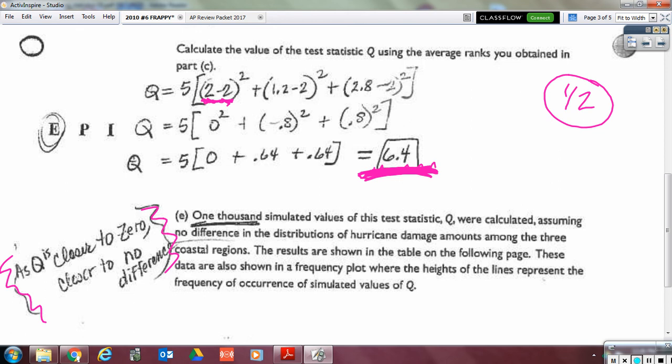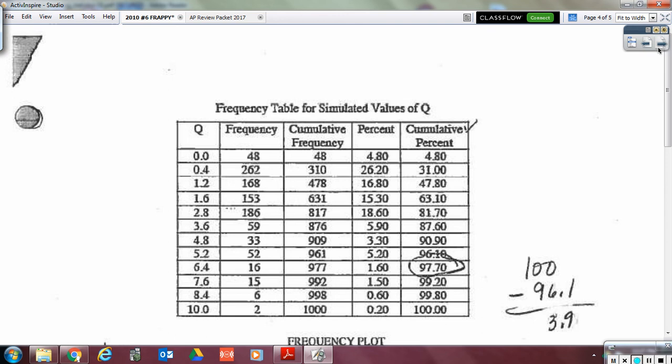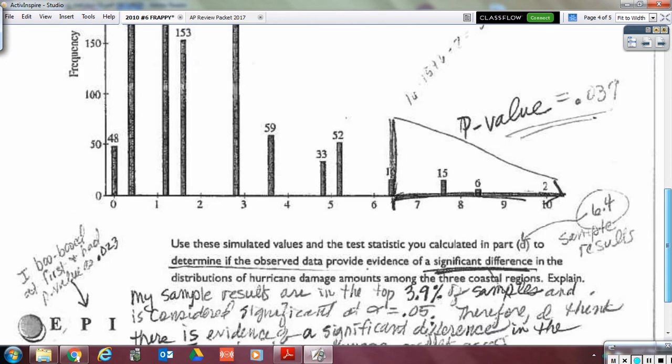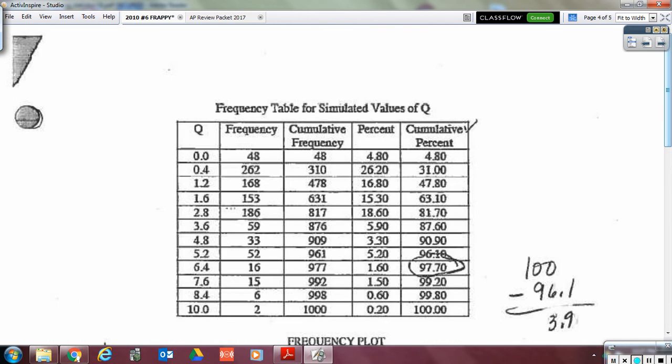All right, so let's take a look. They do 1,000 simulations, and they get all of their Q statistics, and here's a cumulative frequency table and the picture of it as well. So I'm interested in us making sure we know what this cumulative percent means. Okay, so here I have 4.8 and then 31. What is this saying? What does this cumulation of a percent mean?